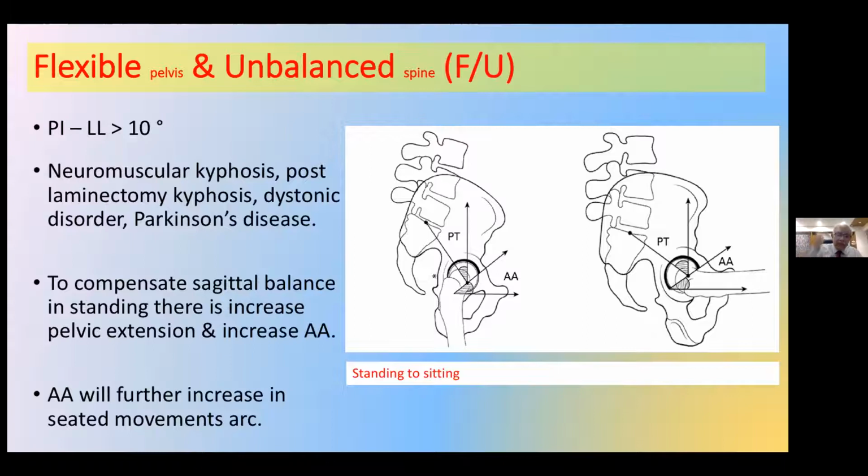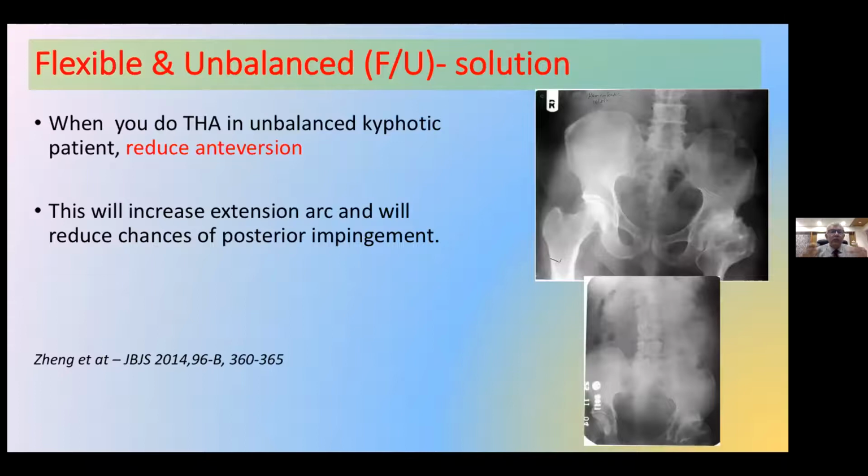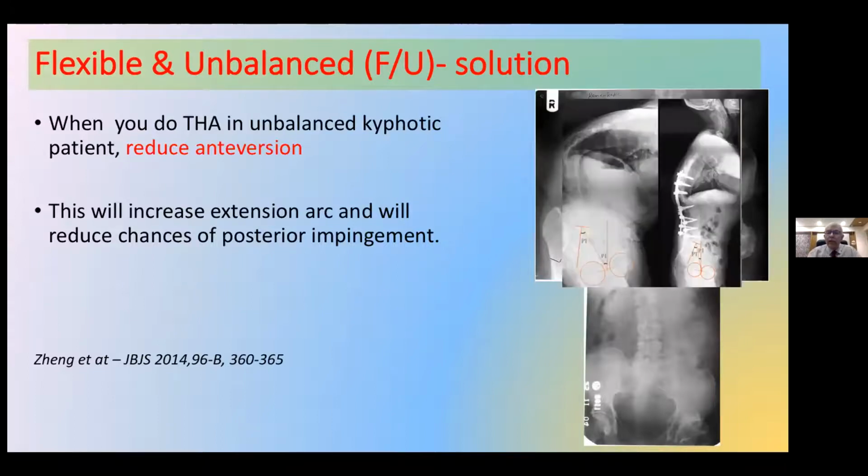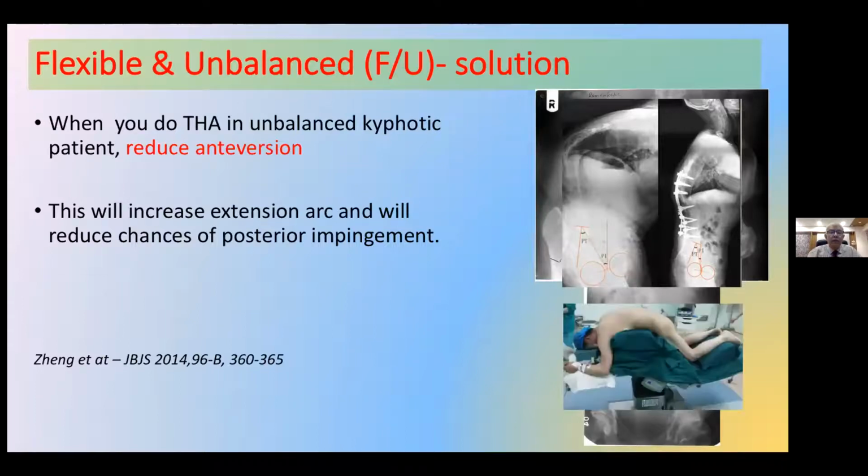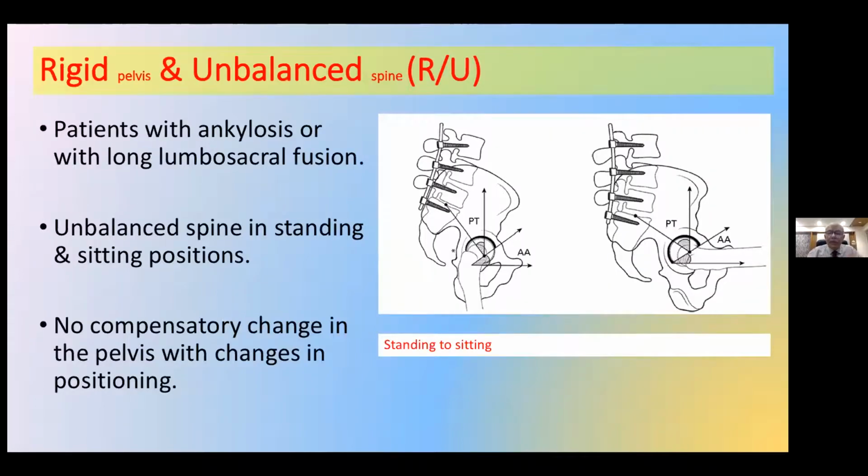This will further increase when you move, because that's a natural thing. So in that condition, you will have to reduce your anteversion when you do the cup placement. These are the practical things which you need to keep in mind when you are doing the surgery. Make sure whether the patient has a spine problem or not. Suppose it's a rigid pelvis and unbalanced spine, the worst scenario.